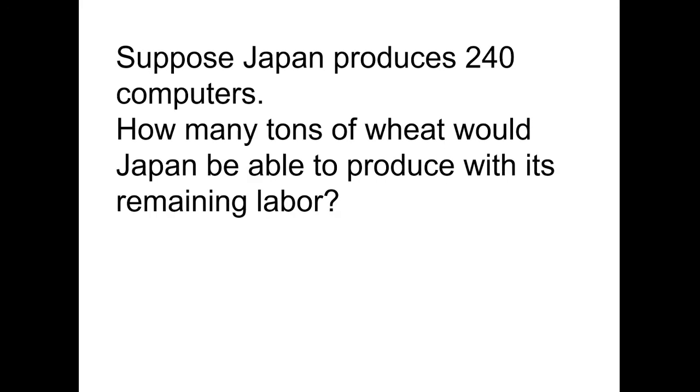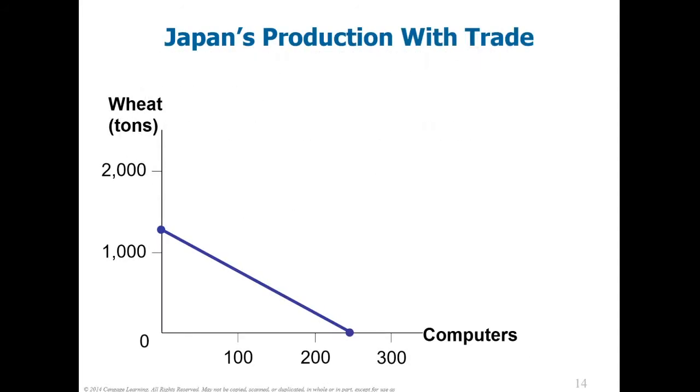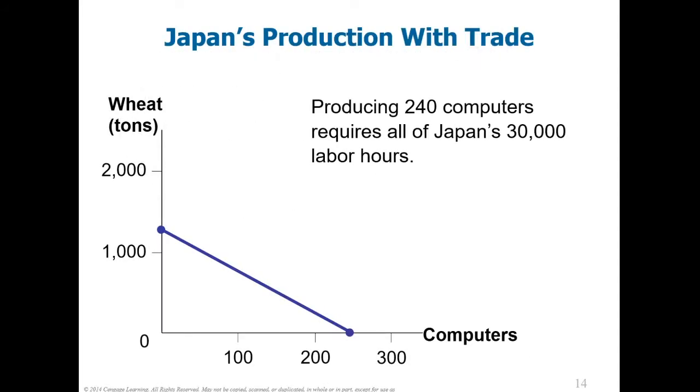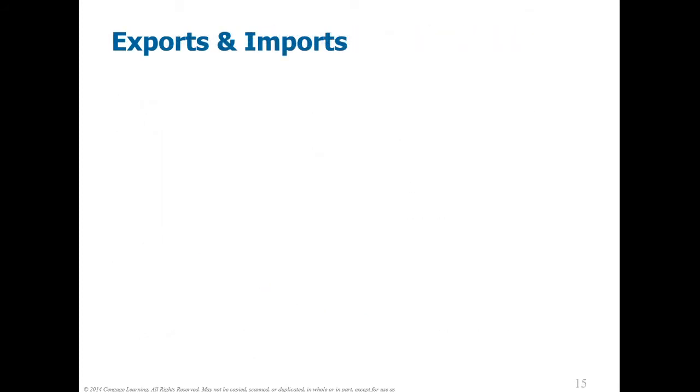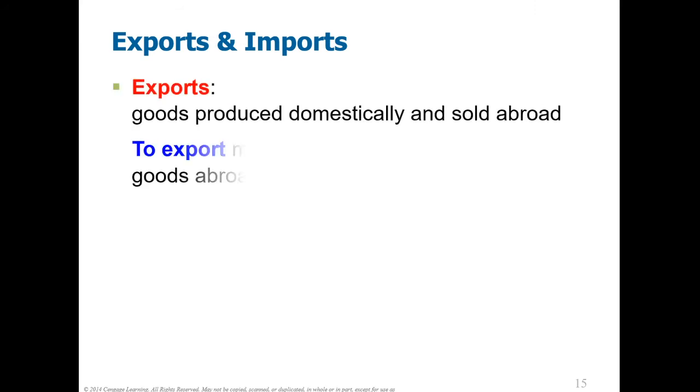Suppose Japan produces 240 computers. How many tons of wheat would Japan be able to produce with its remaining labor? And the answer is 0. They would use all 30,000 hours to produce the 240 computers. Right? So we have that information, and we're going to look at exporting and importing.